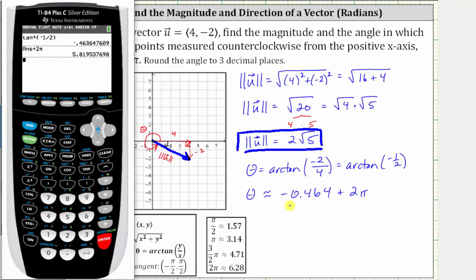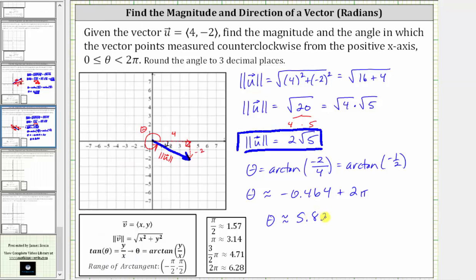Notice how if we did the calculation shown on the screen here, it would not be quite as accurate. We would have negative 0.464 plus 2 pi. Rounding to 3 decimal places, notice here we have 5.819 radians. I'm going to go ahead and use the more accurate angle of 5.820 radians, which again is the direction of vector u, which is the angle starting along the positive x-axis, rotating counterclockwise to the given vector. I hope you found this helpful.